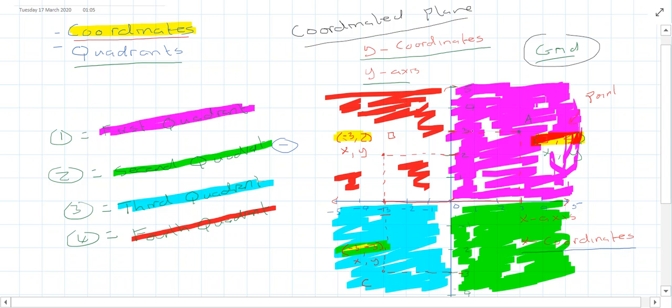Okay, so hopefully that makes sense. It's just an introduction to this idea of coordinates.